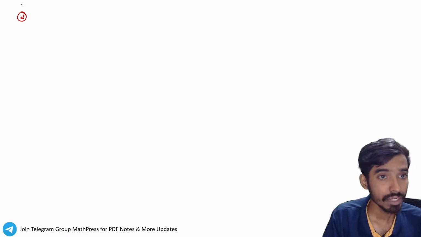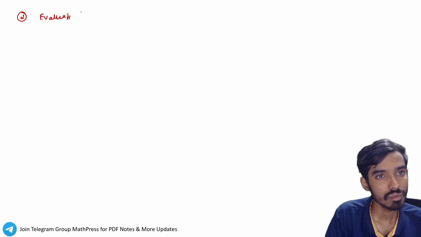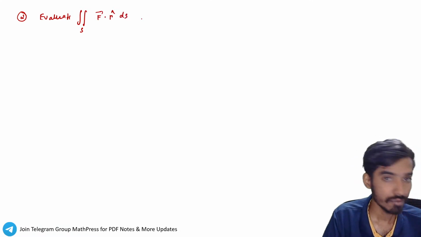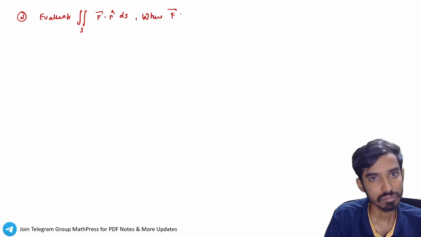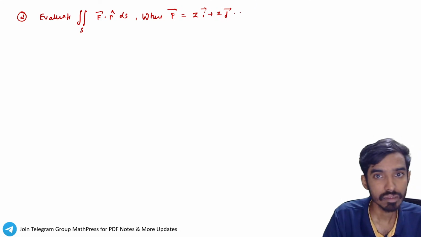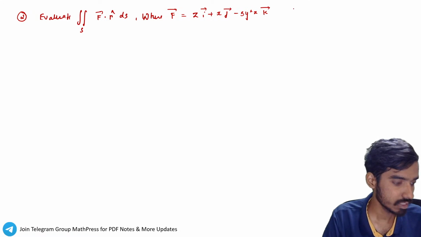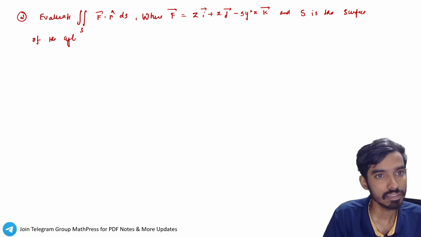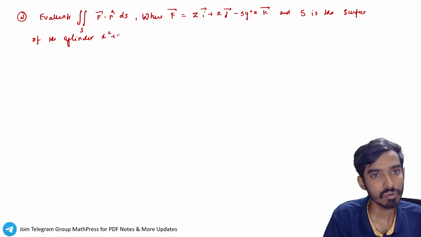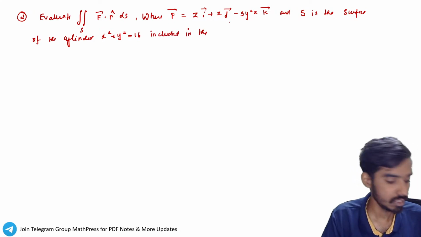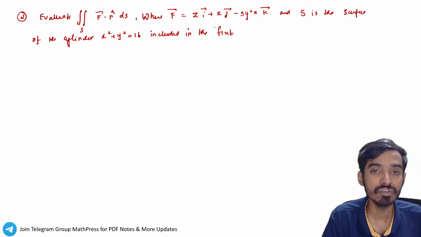I'll do this. Evaluate the double integral over S of F vector dot n cap dS, where F is z i vector plus x k vector minus 3y square z k vector, and S is the surface of the cylinder x square plus y square equal to 16, included in the question itself.